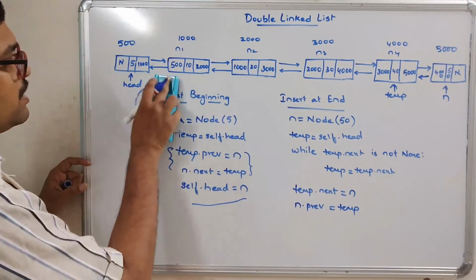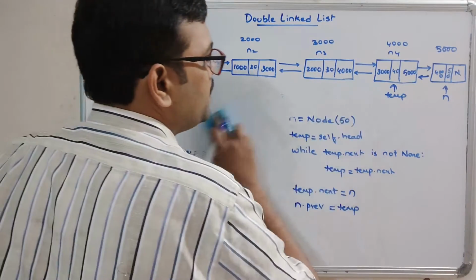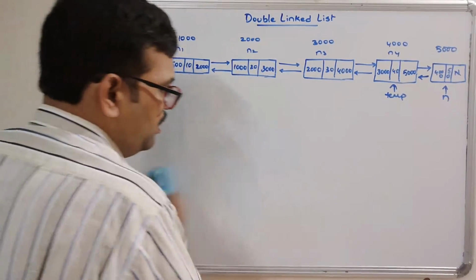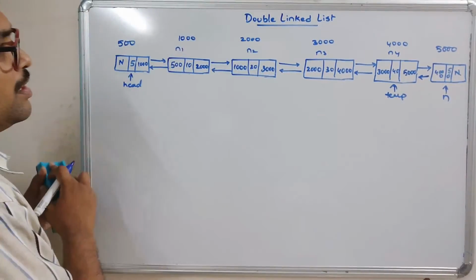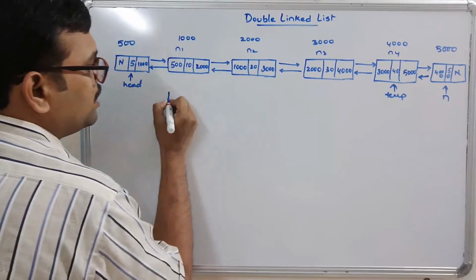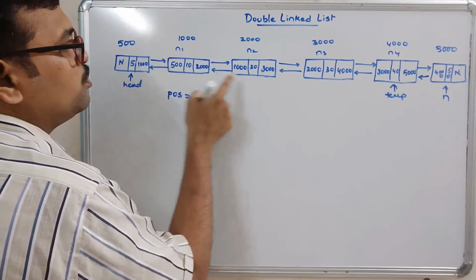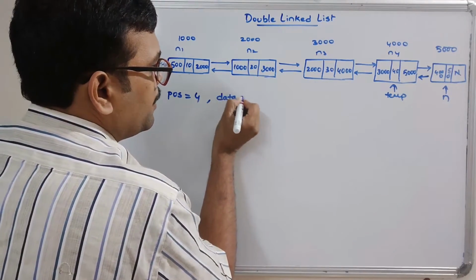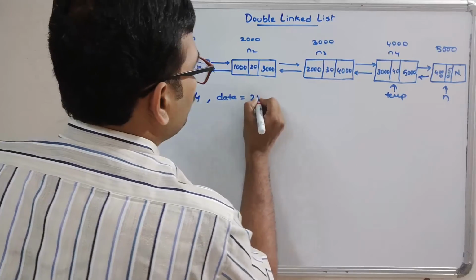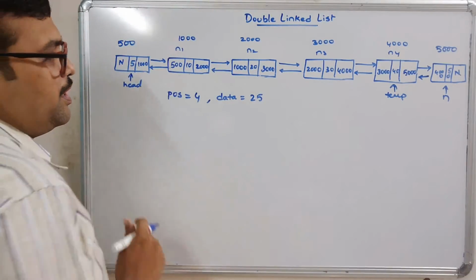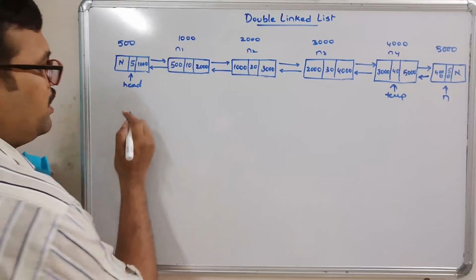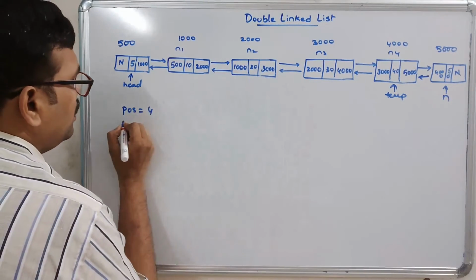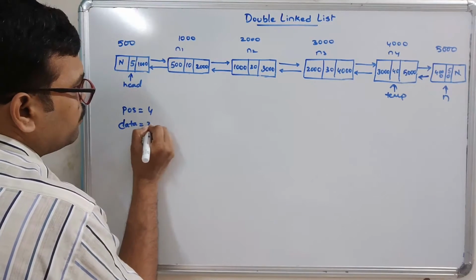Now we'll go with the third case, that is insertion at a specific position. We need to insert the element at a specific position, right? So I need to insert at position 1, 2, 3, 4, and the data at the fourth position will be 25. I need to add a 25, right? Position is equal to 4, and data is equal to 25.